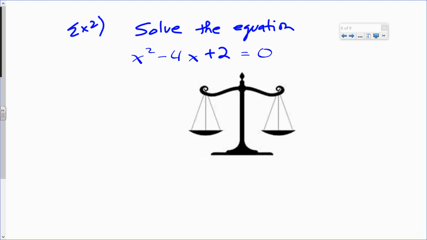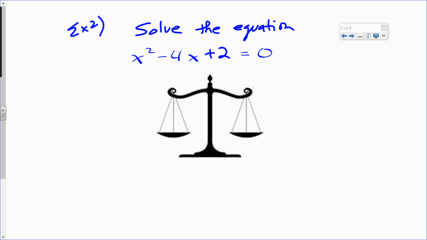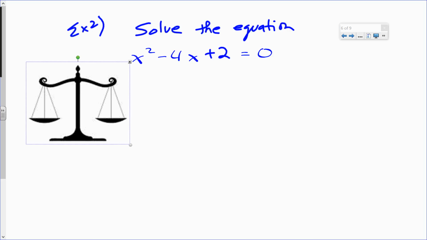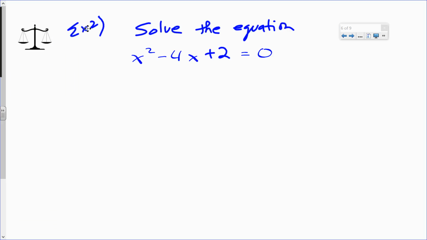By the way, the equal sign right there in the middle, here's the left side, right side. So watch what we're going to do now. Here we go. This method I'm going to teach you is called completing the square.